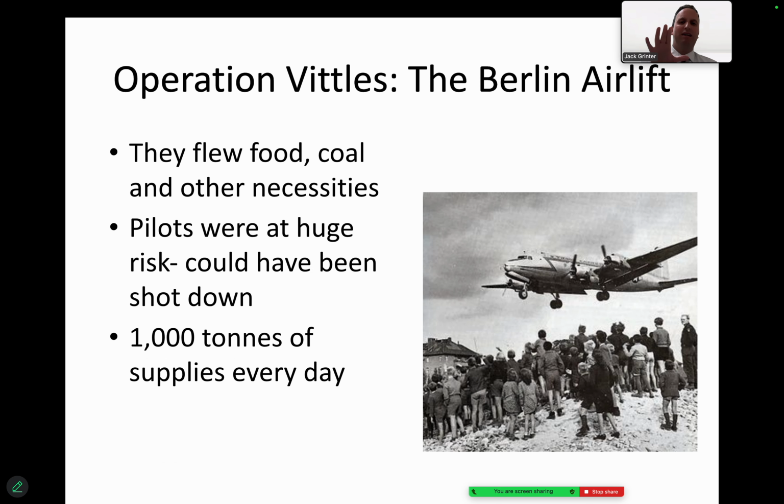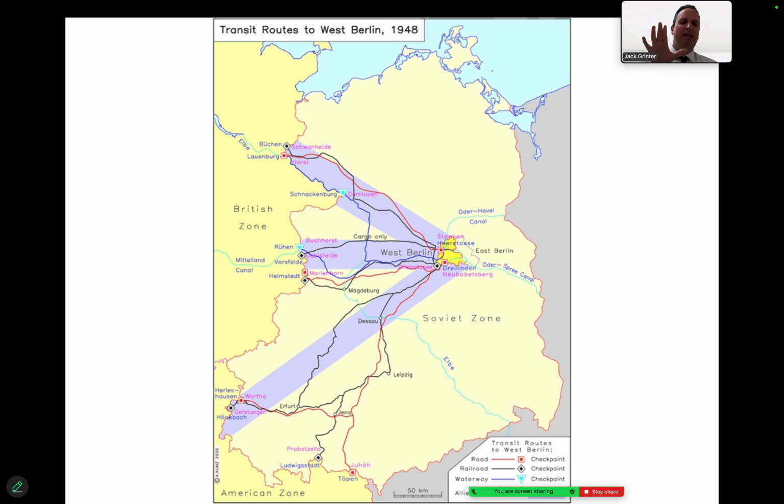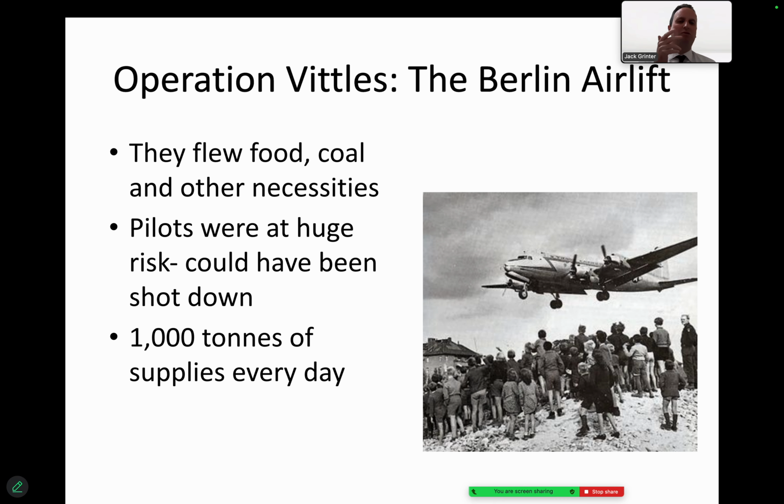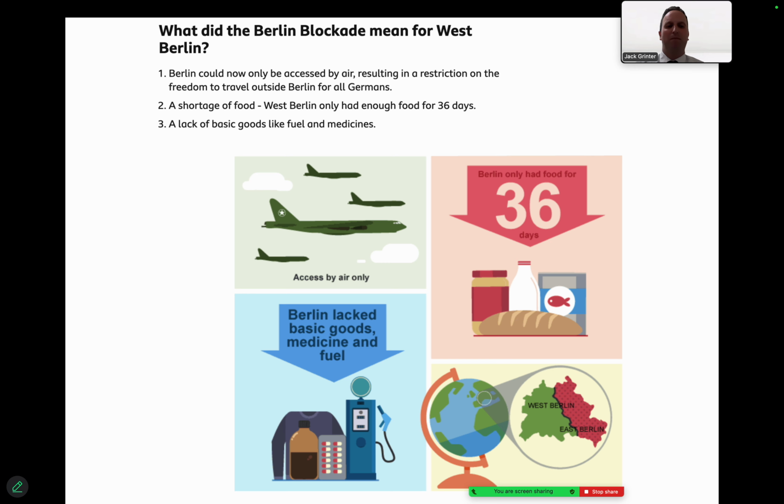So what ends up happening? The Berlin blockade leads to, and it's all part of the same crisis, the Berlin airlift. Pilots bravely took off from Trizonia, from what would become later on West Germany, but the western part of Germany, that part of the zone, flying in food, coal, at huge risk, but they flew in 1,000 tons of supplies each day. Okay, here's a little thing from Bite Size about it.